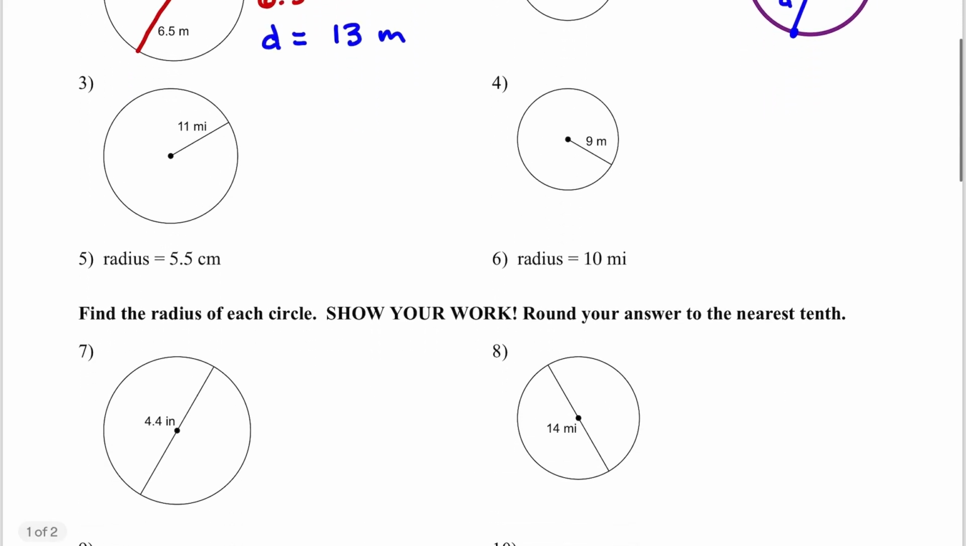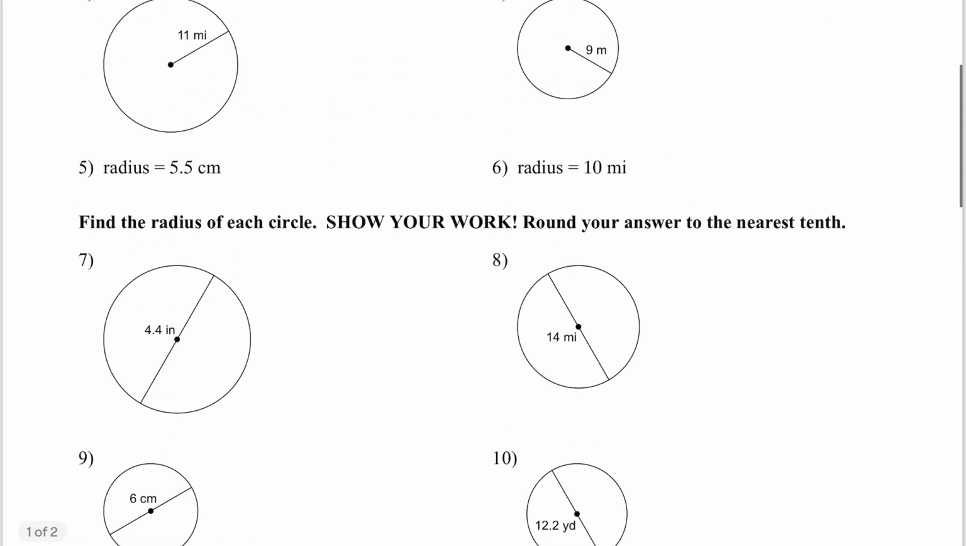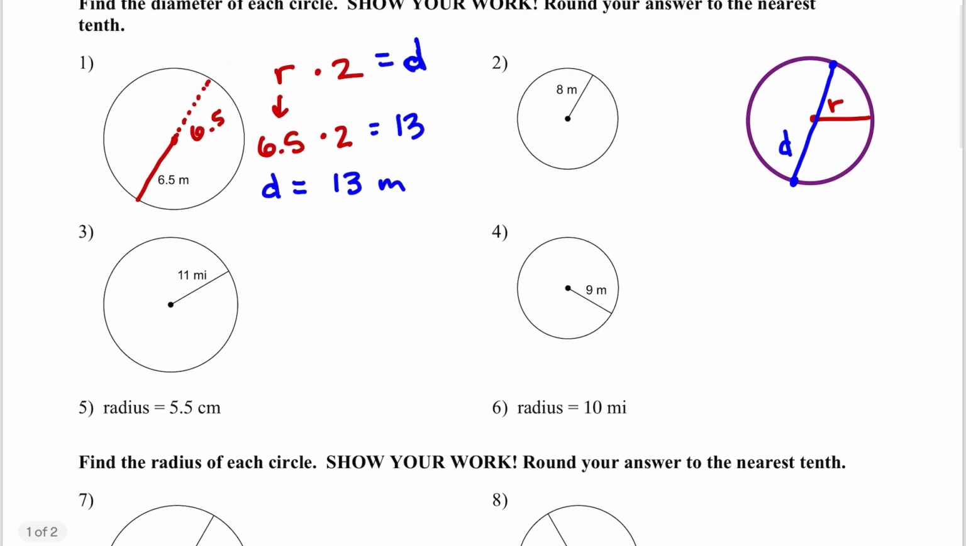Okay, let's keep going. The next set of problems say find the radius of each circle. Again, show your work, round your answer to the nearest tenth. This time, I need to find the radius, which means I'm probably not giving you the radius. I'm probably giving you a different piece of information within that circle. So again, let's review the parts of the circle. Radius goes center to edge. Diameter goes edge to edge, but through that center.